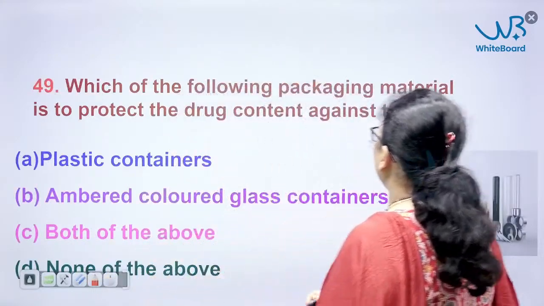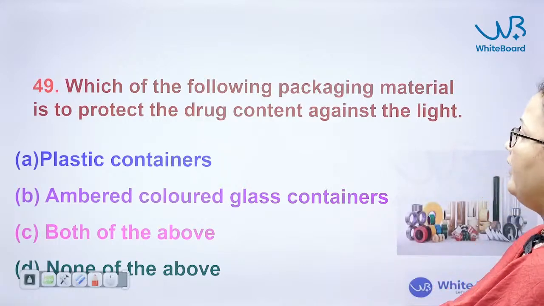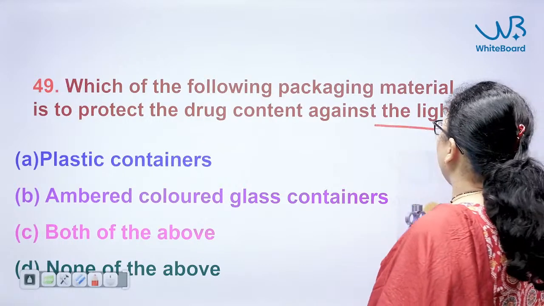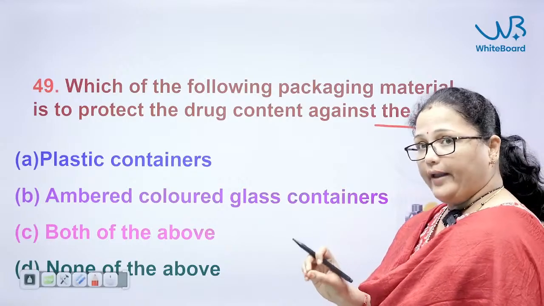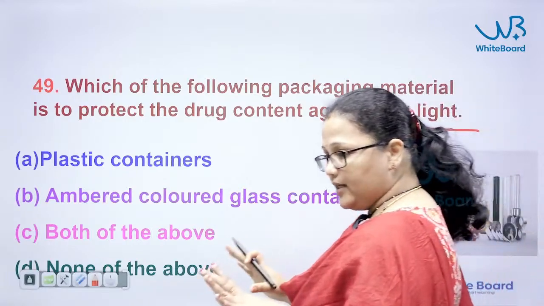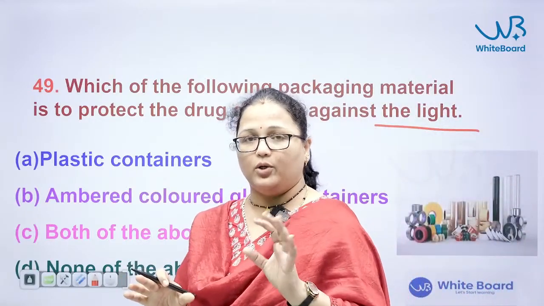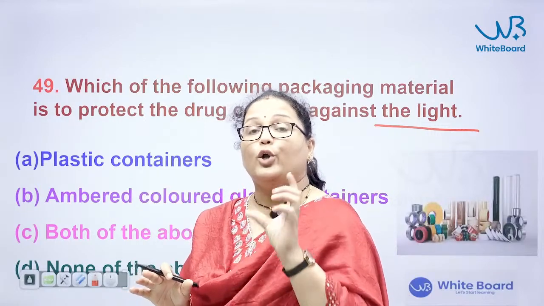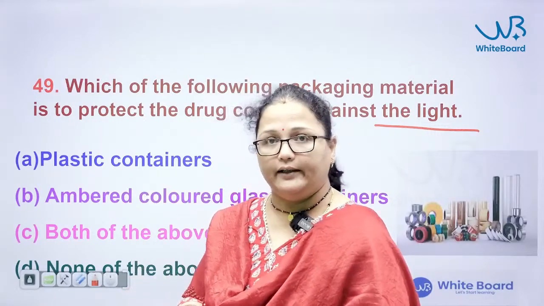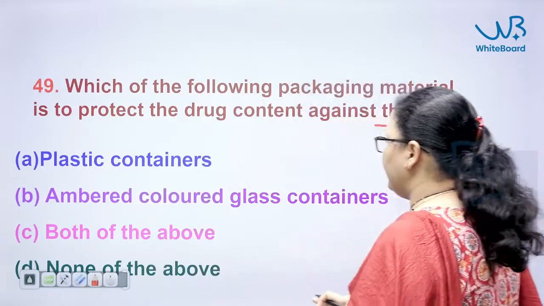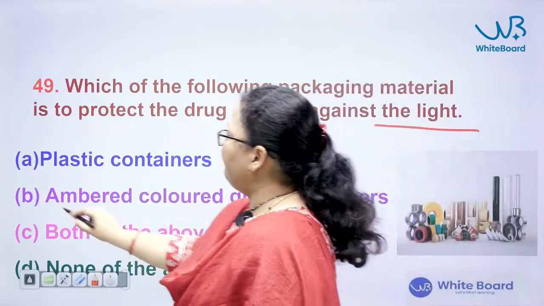Next, which of the following packaging materials is used to protect the drug content against light? Okay, mostly transparent material containers are used. If you want to protect from light, you can use amber colored containers. So, where is amber colored glass containers? Option B.